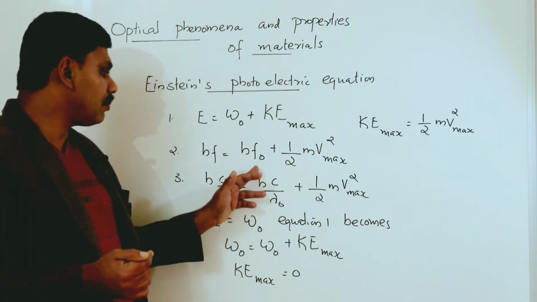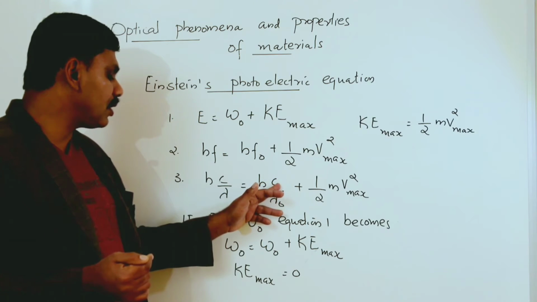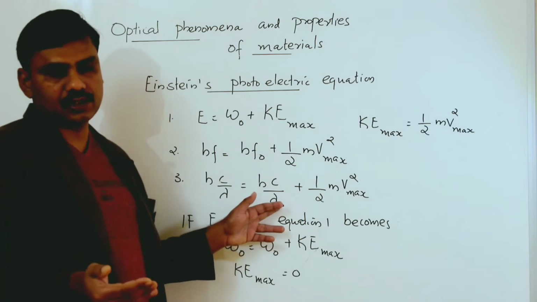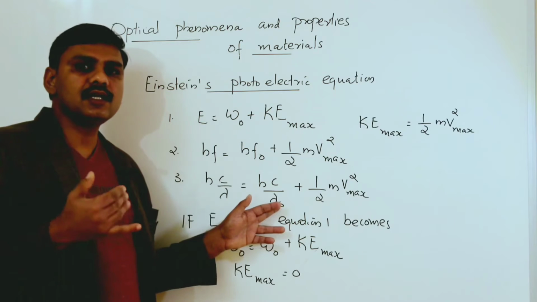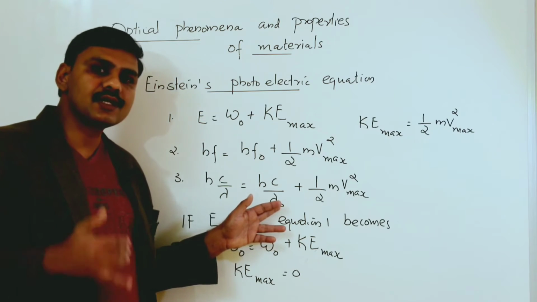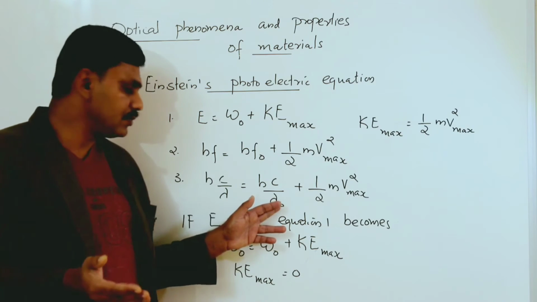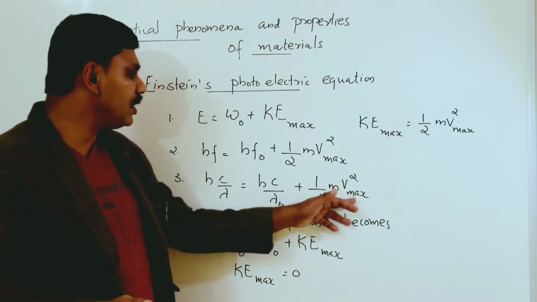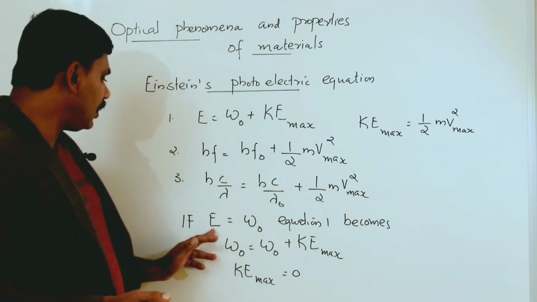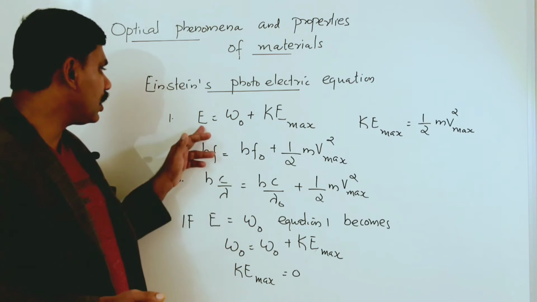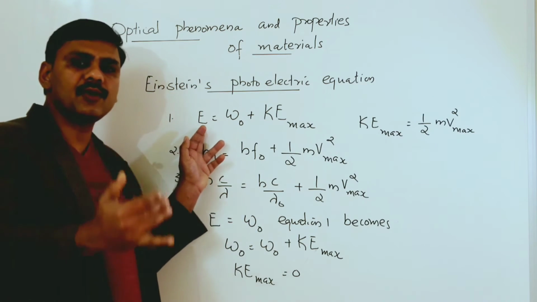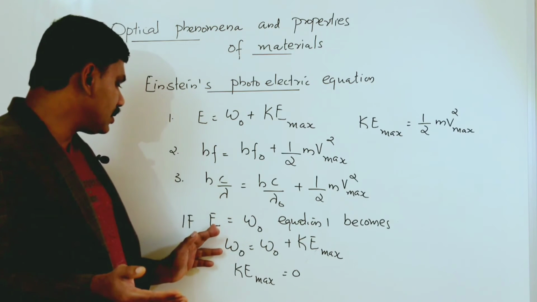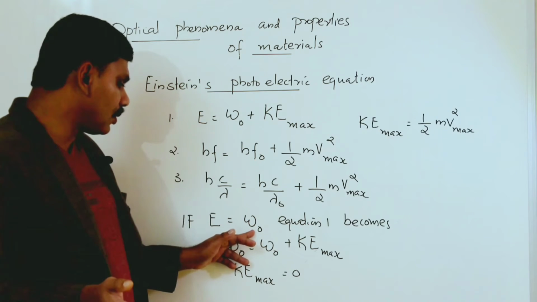h is Planck's constant, c is the speed of electromagnetic radiation. Lambda 0 is the threshold wavelength. Threshold wavelength means what? It is the wavelength corresponding to the threshold frequency or work function. So threshold wavelength, then plus half mv square. Then if E equal to W0, that means the energy falling on the metal surface is only the work function.